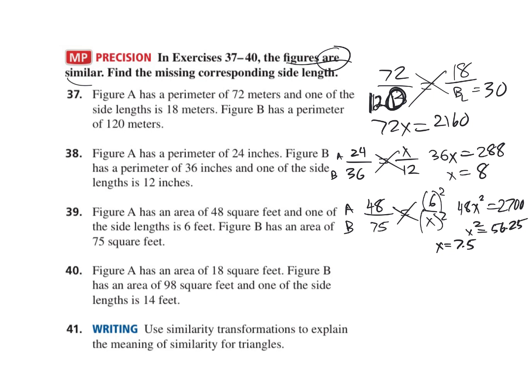And then 40, figure A has an area of 18, and figure B has an area of 98. Now, one of the side lengths of figure B is 14, so we don't know the side length of figure A. So again, it's area, so we have to square the side lengths. So here we have 98x squared equals, take 14 squared first. 14 squared is 196, and then times it by 18, and you get 3,528. Divide that by 98, and we get x squared equals 36. So x is 6 feet.